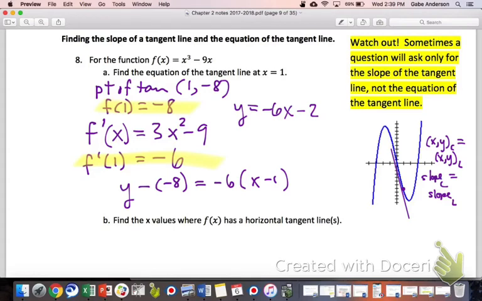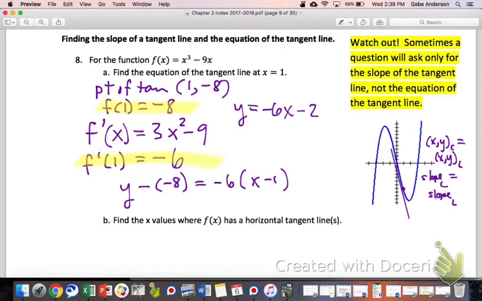And so hopefully that all makes sense between the graph and the process we just did and the equation that we ended up with. Do you have any questions? Fantastic. All right, so let's take a look at B then. B says find the x values where f of x has a horizontal tangent line or tangent lines. So let's think this through.